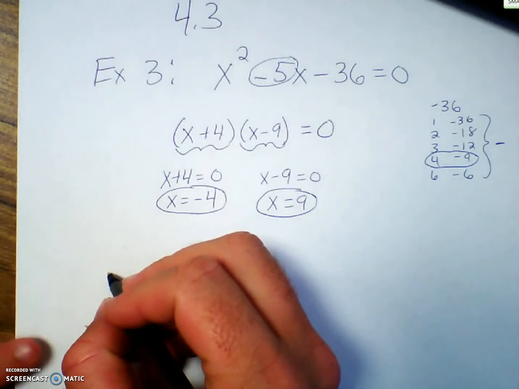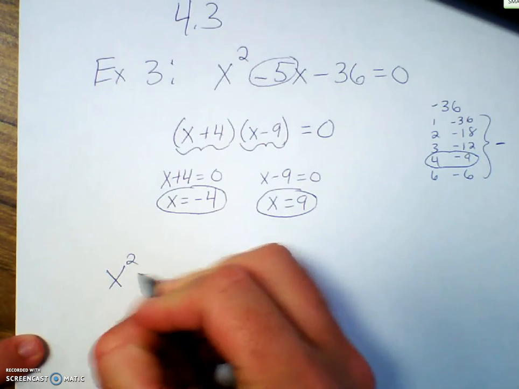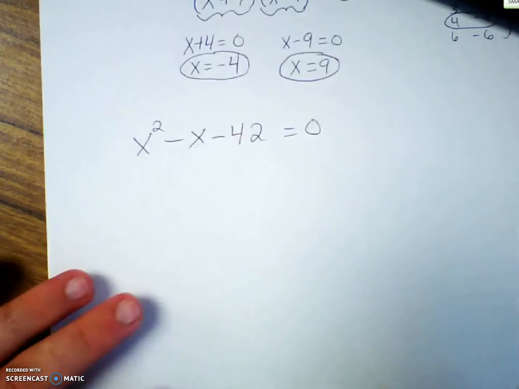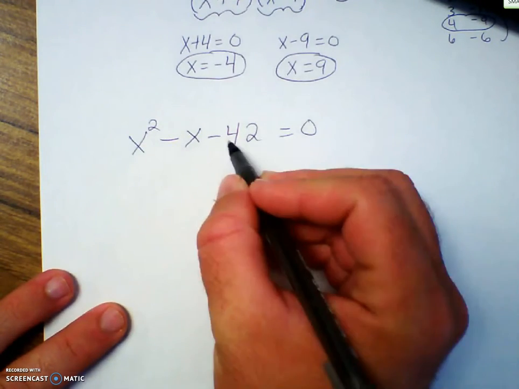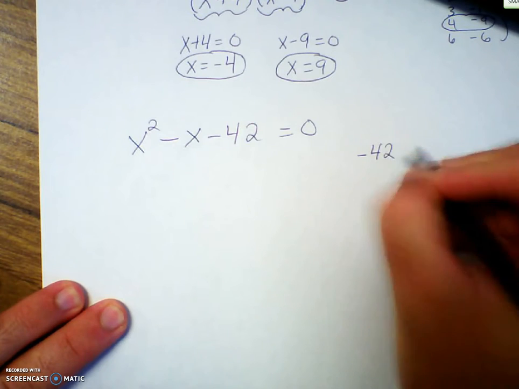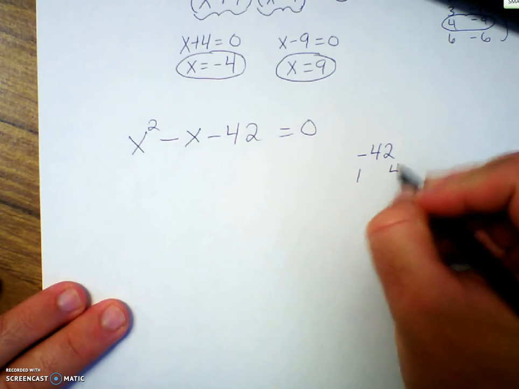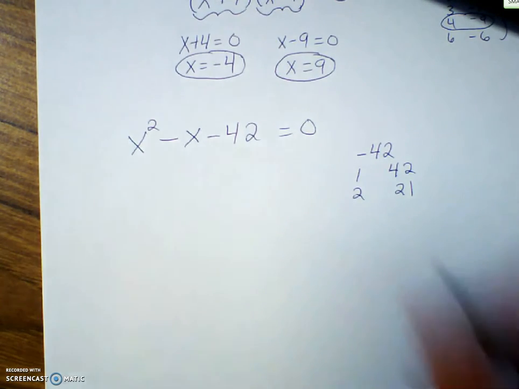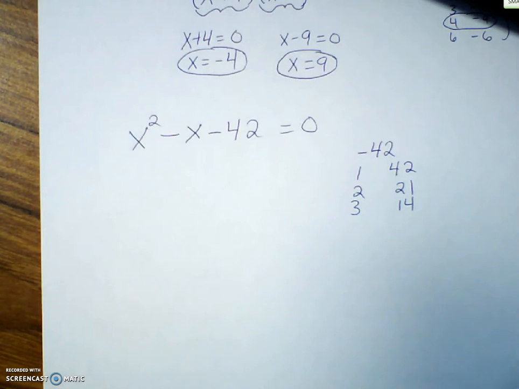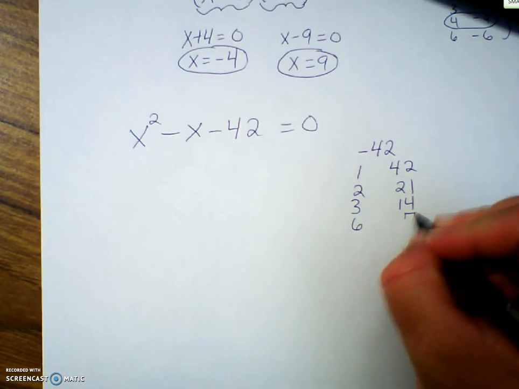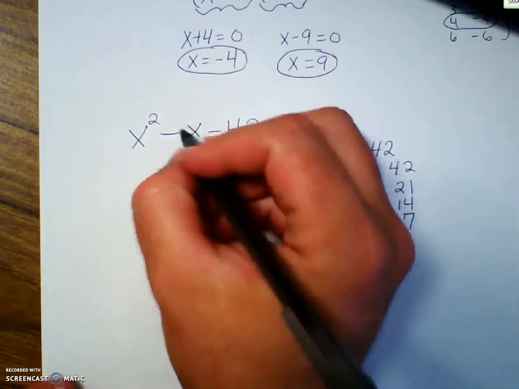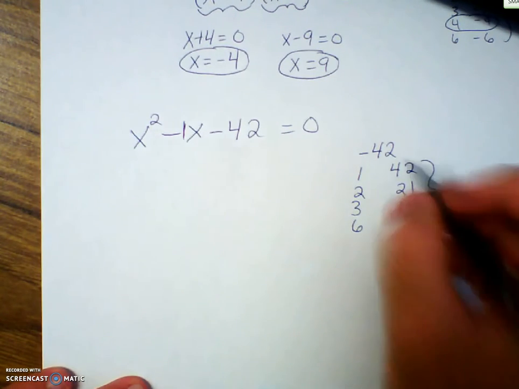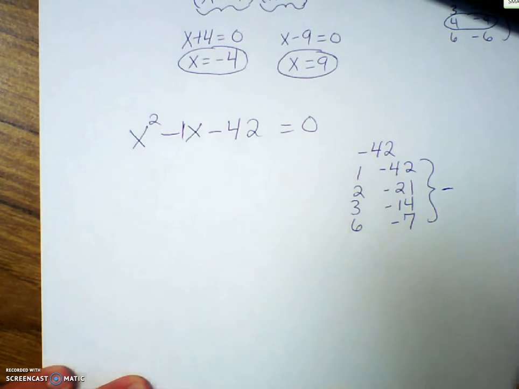Okay? So for this one, x squared minus x minus 42 equals 0. This one is already set equal to 0, so we're going to list out our factors of -42. So factors of 42 are 1 and 42, 2 and 21, 3 and 14, 4 doesn't go into it, 5 doesn't go into it, 6 does, 7 times. And since we're trying to get a -1, we want these to add up to get me a negative, which means that my bigger numbers need to be the negative.